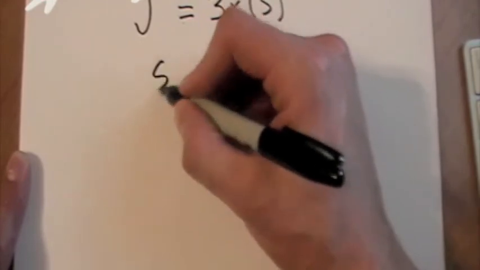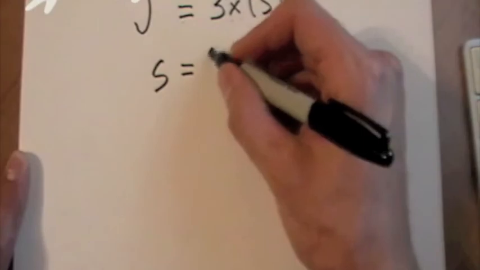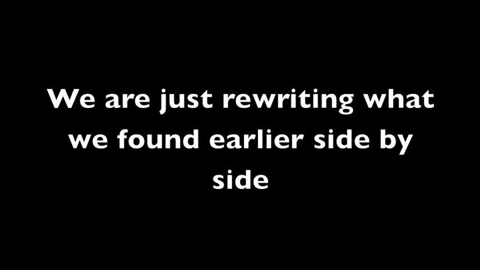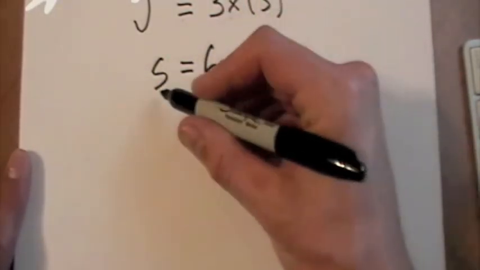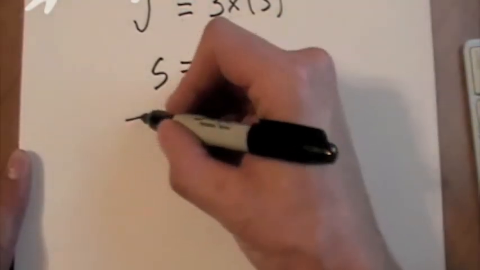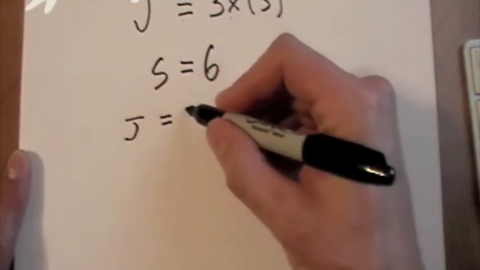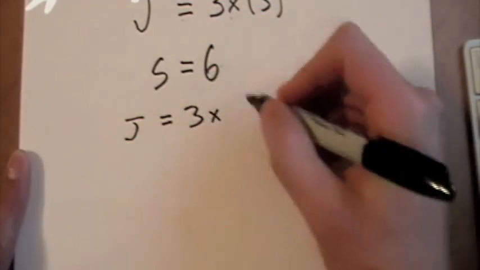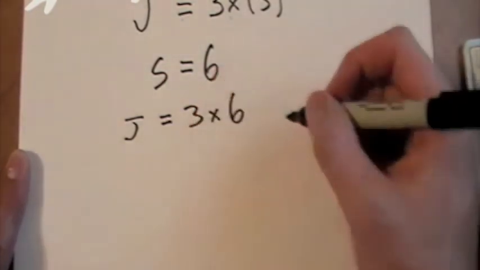Our second equation tells us that Sarah is 6, so we're writing S for Sarah, and then we're writing equals to 6 because Sarah is 6. We're just rewriting what we found earlier, but we're writing it side by side. Now we're going to go ahead and substitute in the 6 for Sarah in the first equation. So now we have J equals 3 times, but at this time instead of Sarah, we'll write the number 6.